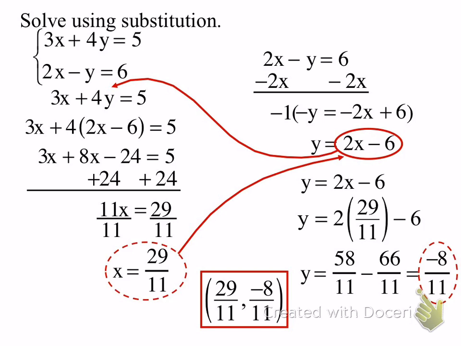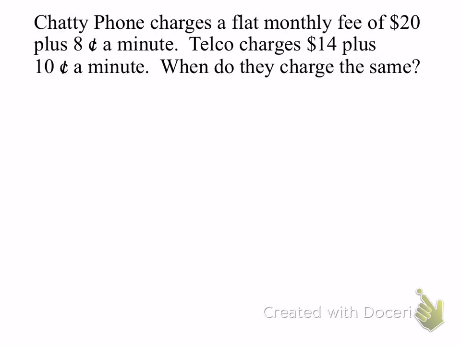Okay, moving on. So now we are moving on to the problem: Chatty Phone charges a flat monthly fee of $20 plus 8 cents a minute. Telco charges $14 plus 10 cents a minute. When do they charge the same? Step 1, word problem, what do we do? Derek. Gabby. Do you write an inequality? No. Write an equation. I'm sorry, write an equation for that.